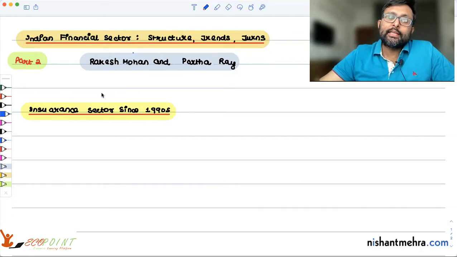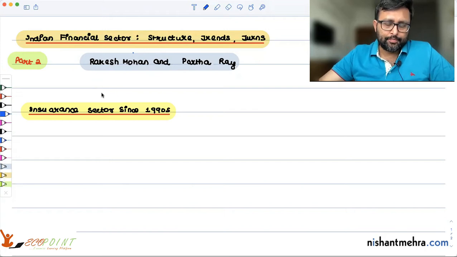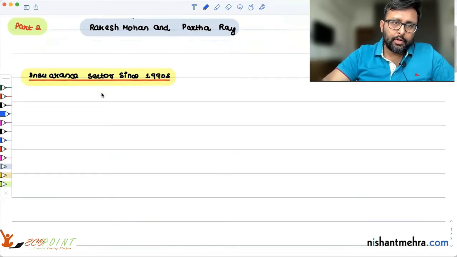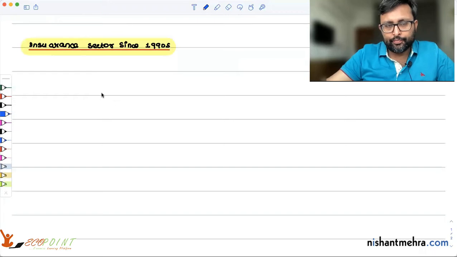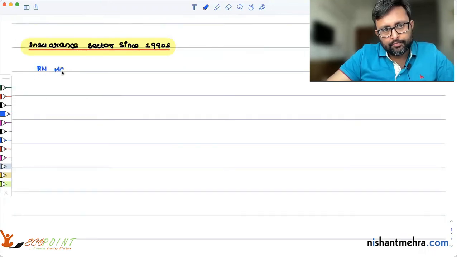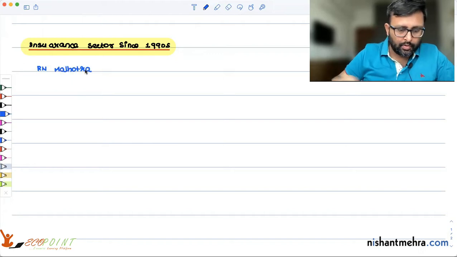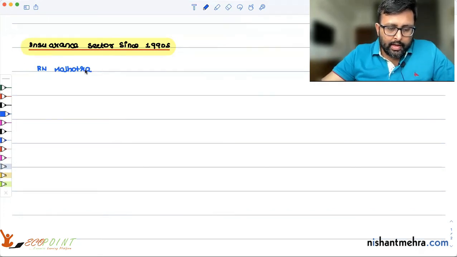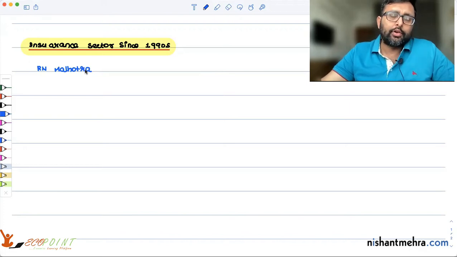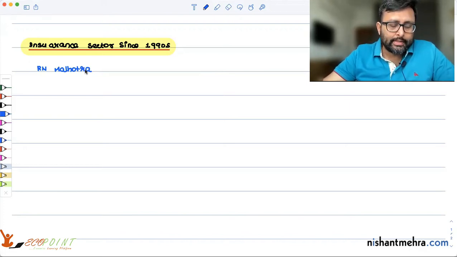Now let us talk about the second part of the reading, Indian Financial Sector Structure Trends and Turns by Rakesh Mohan and Partha. We'll first of all talk about the insurance sector. In the insurance sector, in 1993, there was a committee headed by R.N. Malhotra. It was set up, and they suggested the reforms in the Indian insurance sector.